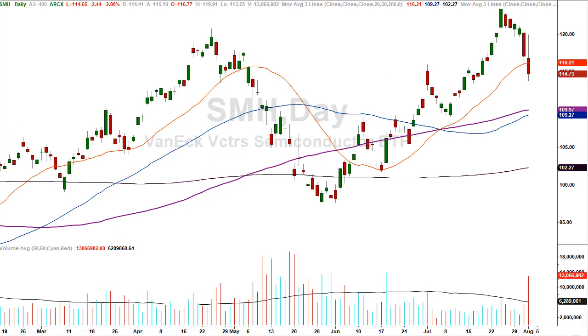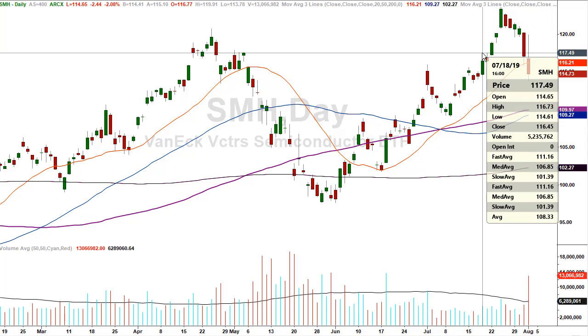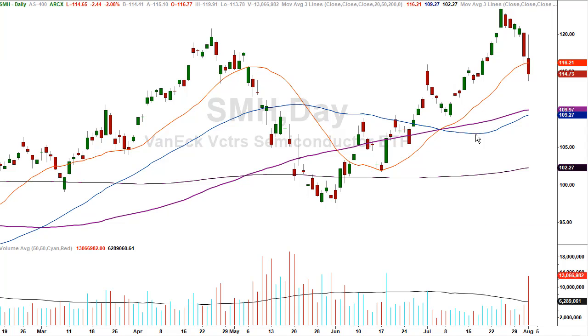How about the SMH? Again, no accidents, no coincidences in this world. The close of the SMH is 114.73. The low of this breakup candle is 114.61. They did get below it, but they managed to close back above it. I'm not suggesting that's bullish or anything. I'm just saying. More importantly, down 2%, a pretty healthy down day.